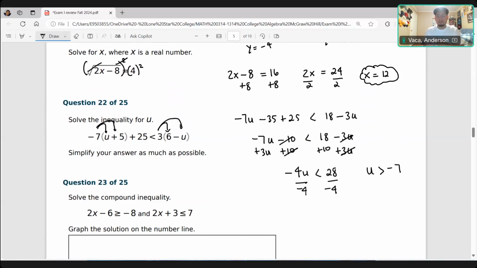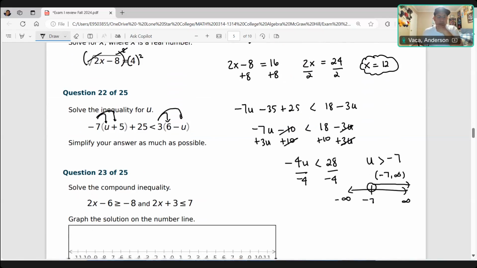So in this case, we get negative 7. The graph will look like this. This is negative 7, open circle in this direction. And the interval notation will be parentheses, negative 7, positive infinity, okay? All right. Let's just leave that alone and see what other jelly jams we could get ourselves into.